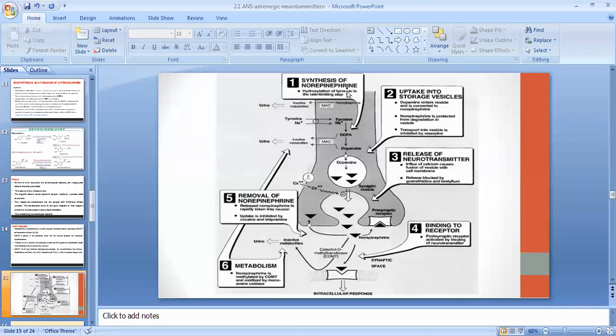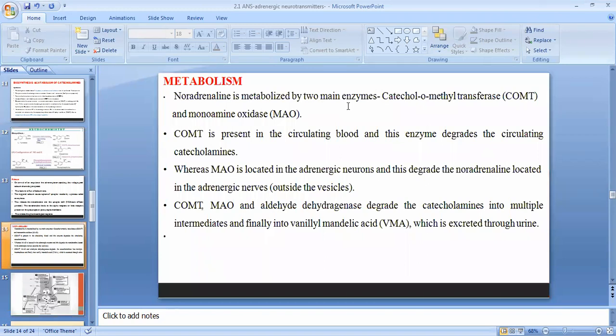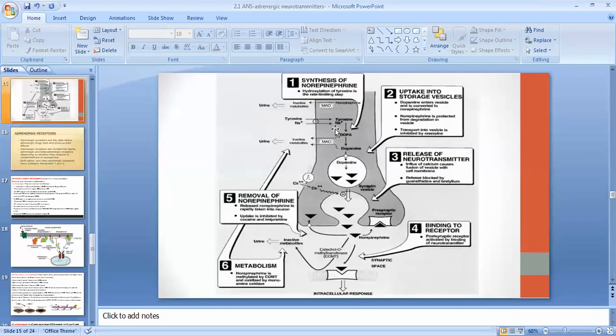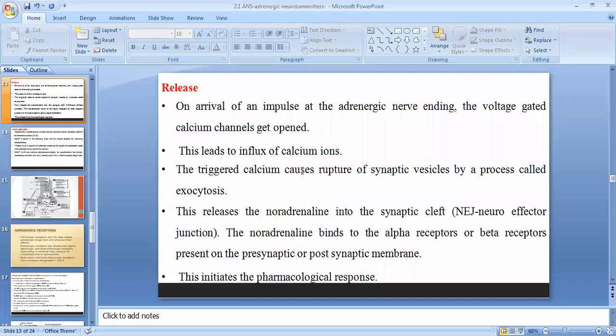So when this impulse is coming, step number 1 will be the synthesis of neurotransmitters, because the calcium channels get open. Meanwhile, the synthesis of neurotransmitters will be done. Now, what next? That leads to the influx of calcium ions. Calcium channels get open. This triggered calcium causes rupture of synaptic vesicles by the process called exocytosis.